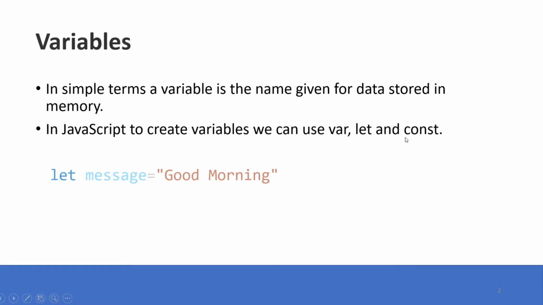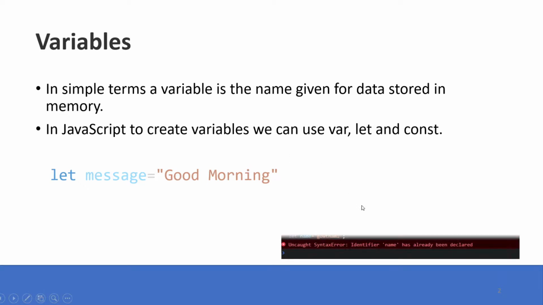So let us see the example. The example is let message = "good morning". So message is the name of the variable, let is the declaration, and good morning is a value that is stored in the memory. So using message we will be able to get this particular value, good morning. So we use let. Why we use let, we'll understand later, but most of the time we will use let for variables in JavaScript. We could also use var, but it is recommended to use let.